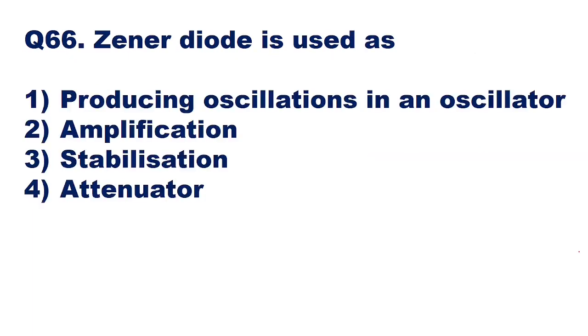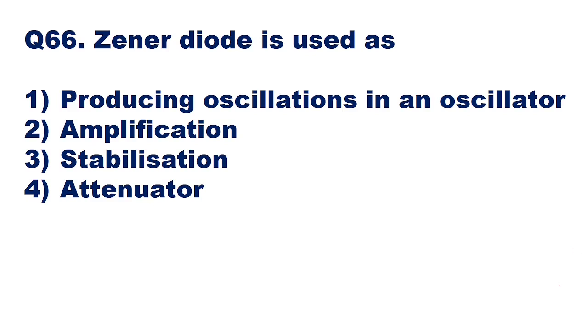So here in this question, it is asked, Zener diode is used as: option number 1, producing oscillations in an oscillator; option number 2, amplification; option number 3, stabilization; and option number 4, attenuator. Now, if you remember the working of Zener diode, it was always used in reverse bias condition.